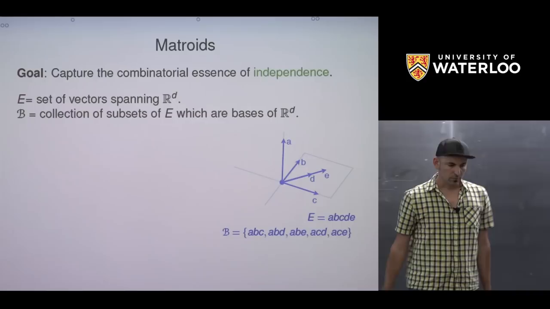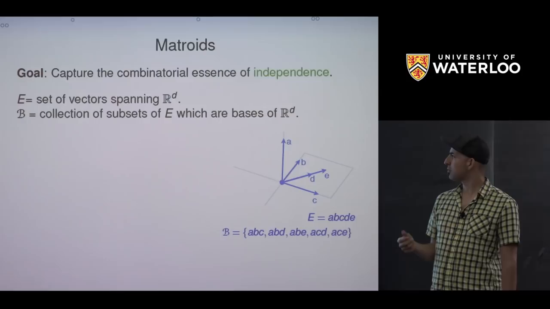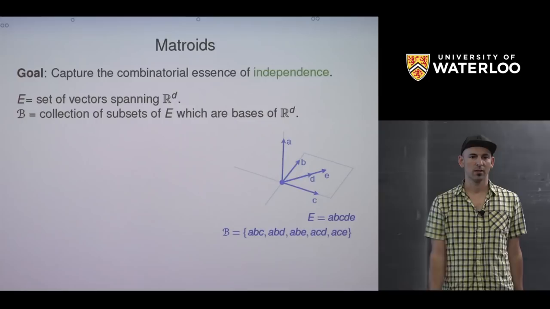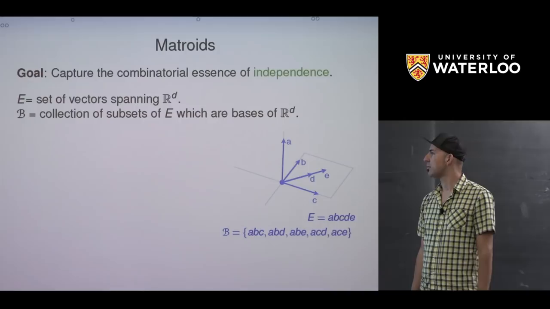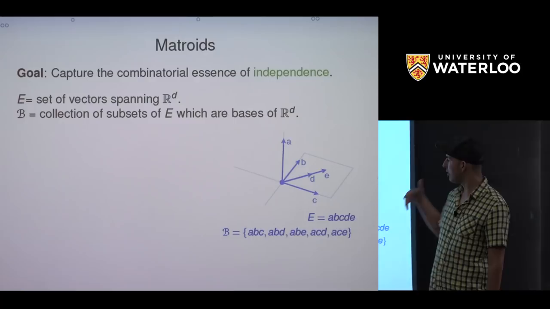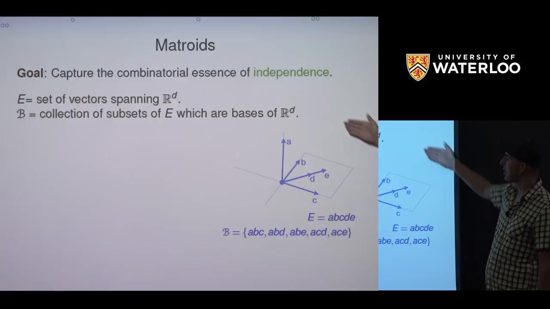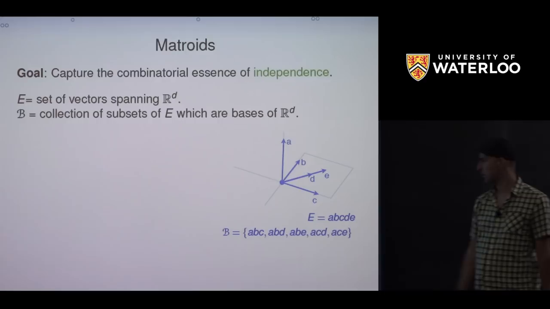So what are matroids? The idea of a matroid is to capture the combinatorial essence of independence, and this was born out of linear independence. The prototypical example of a matroid, the main example you should probably think about, is if you have a bunch of vectors. Here I have vectors in R3. Then I want to look at the subsets of those vectors that are bases of my space. In this case, I'm in R3, so they should be triples.